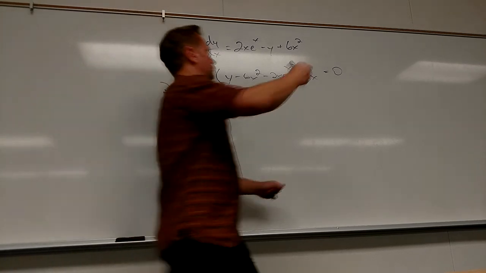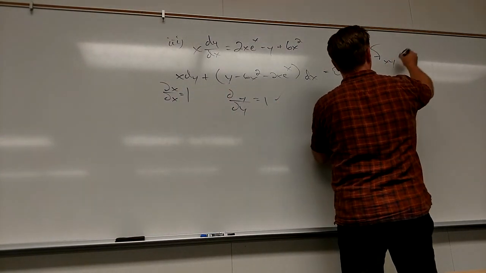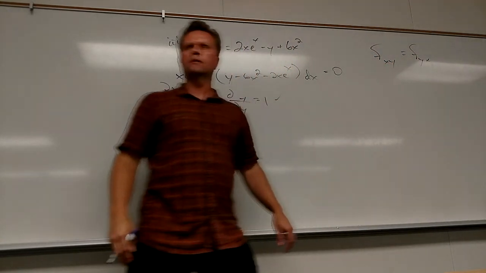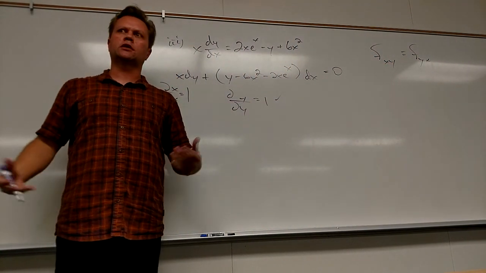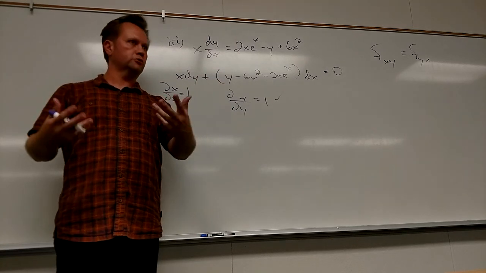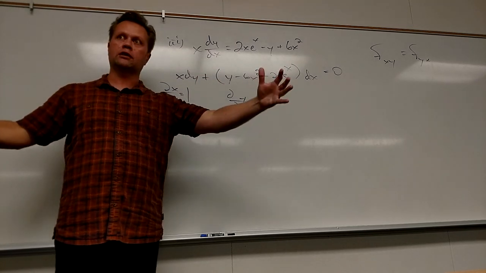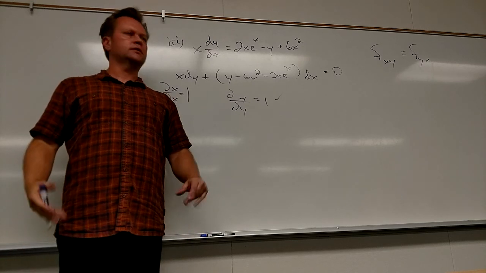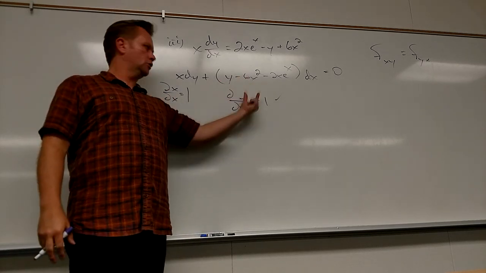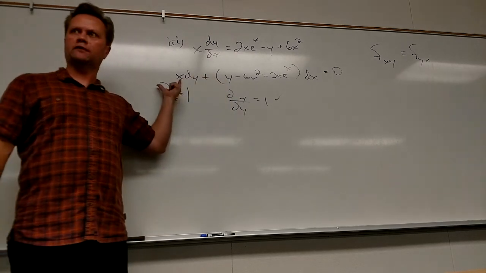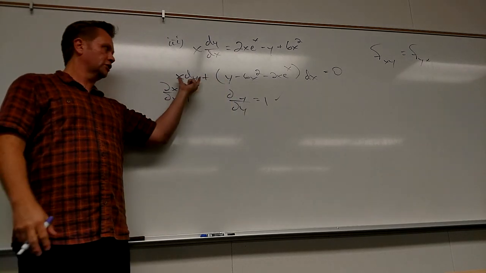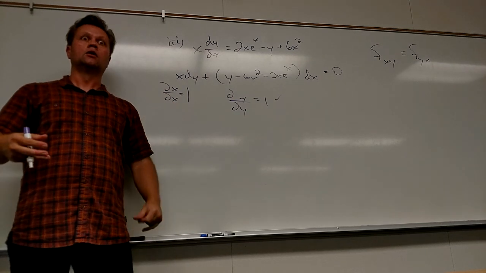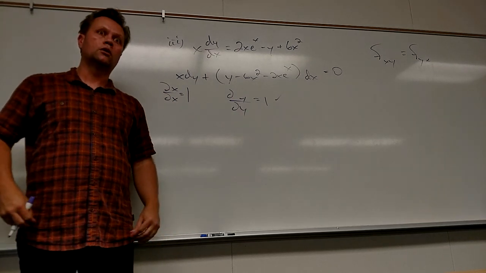Clairaut's theorem says that the partial of f with respect to x and y has to equal the partial of f with respect to y and x. That's not what we're checking. We're just checking to see if the second partial derivatives are equal. Everybody cool with that? You've got to check to see if the partial of M with respect to y is equal to the partial of N with respect to x. Do you know exactly why that means it's exact?